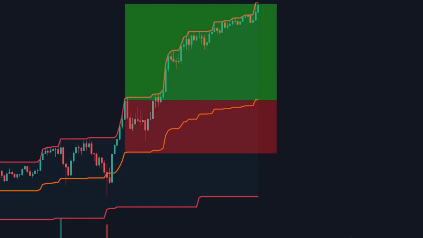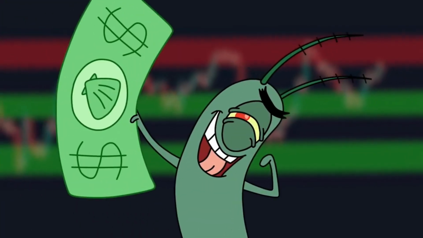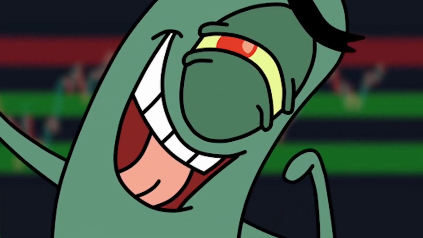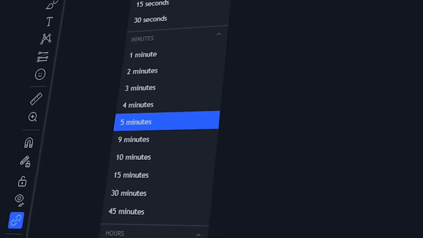move. The strategy itself is pretty simple, and I'm gonna teach you just how to do it. Then at the end, I'll give you a secret trick to make it perform even better. First, again, make sure you're on the 5-minute time frame. For a long trade, you want to do this.